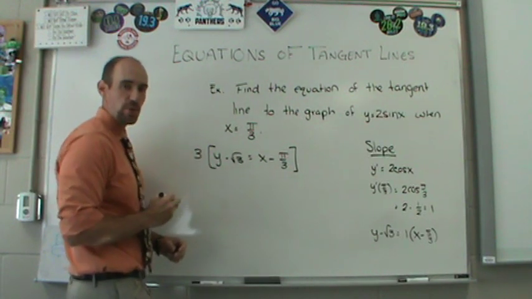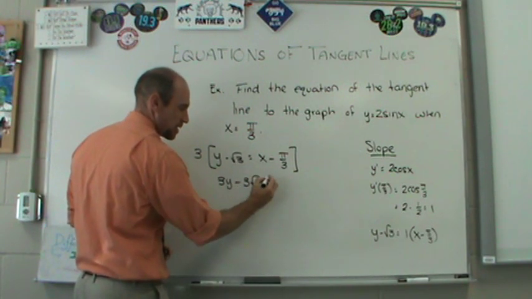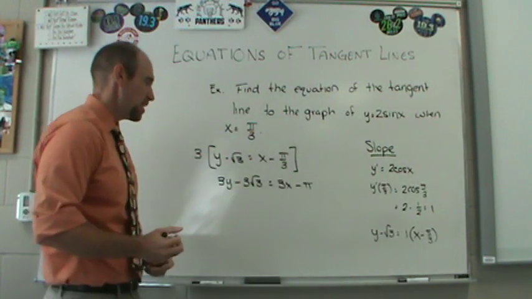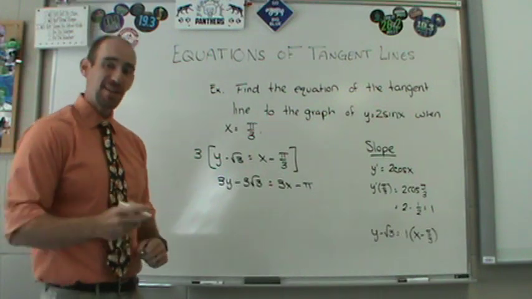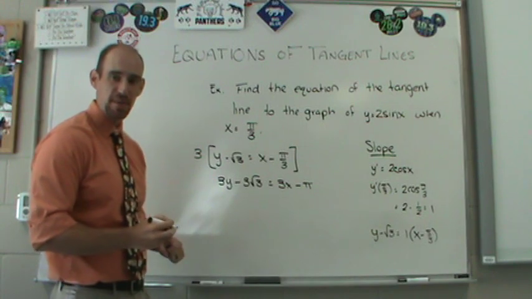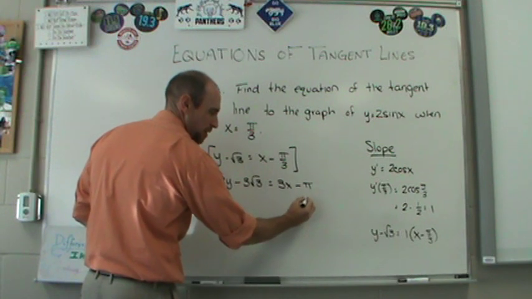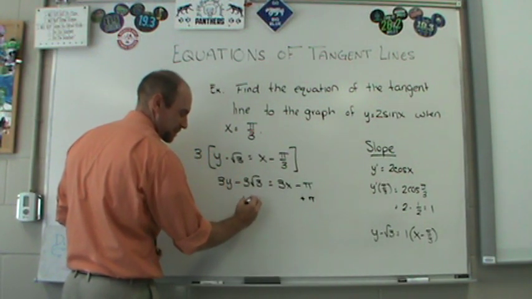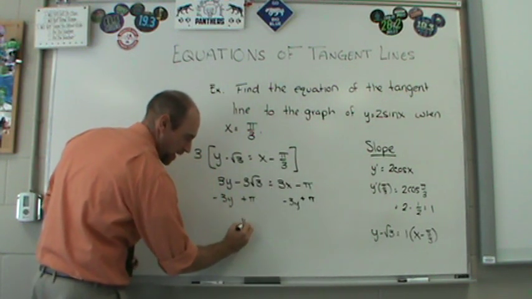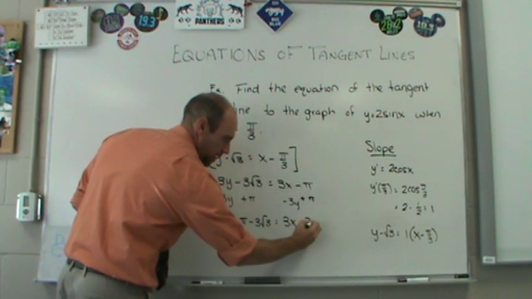And so if I multiply that entire equation by 3, I get 3y minus 3 square root of 3 equals 3x. Now the 3 cancels here to give me pi. So you may see that as an answer choice. But a lot of times, even that, they'll keep going. A lot of times they like to put the x and the y on the same side and all the constants on the other side. So what I'm going to do here is actually add the pi over to the other side. And I'm going to subtract the 3y to the other side. So that's going to give me pi minus 3 square root of 3 equals 3x minus 3y.